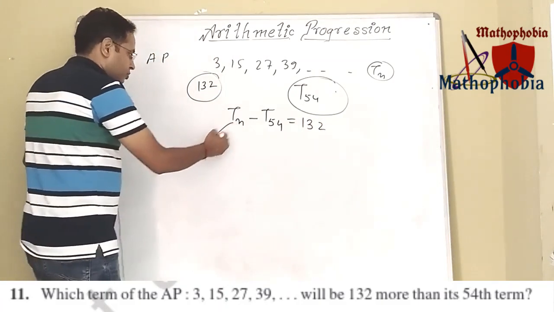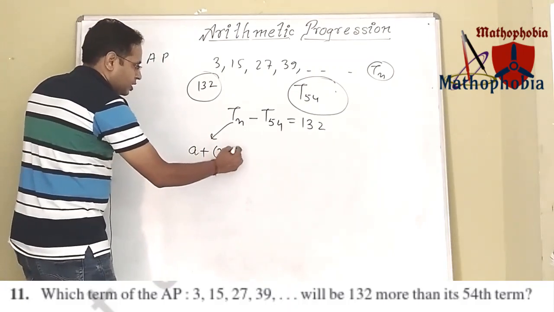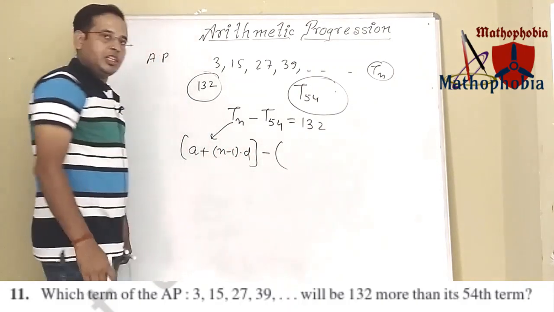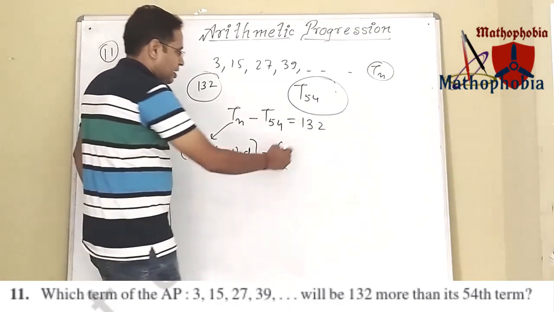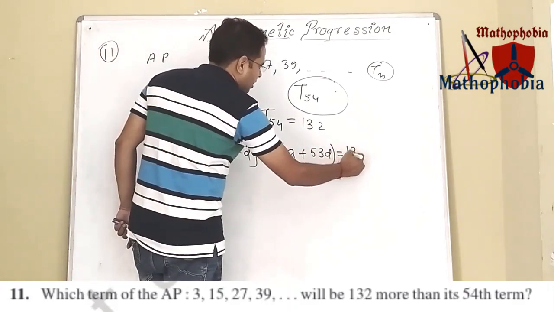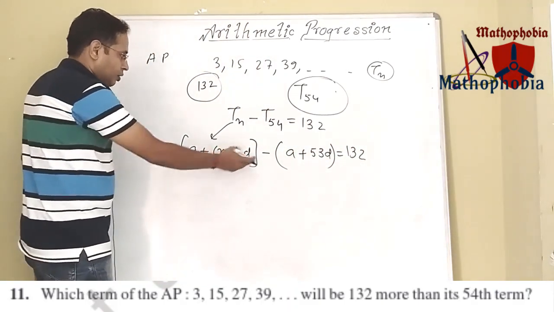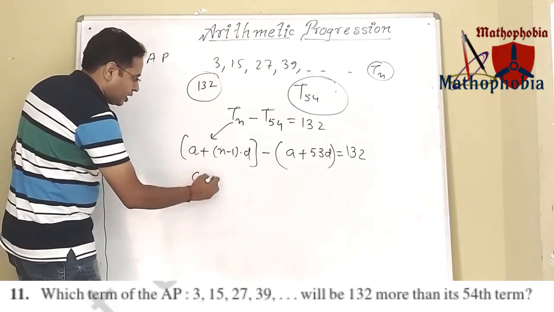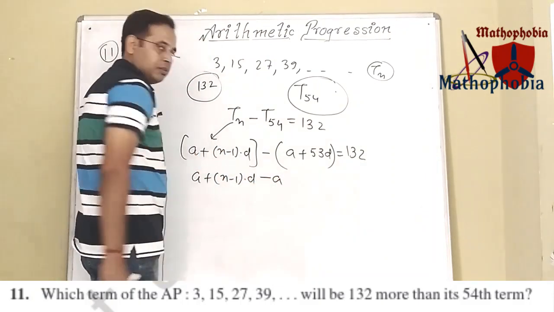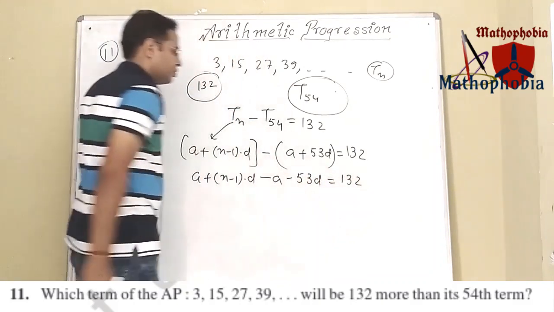So let us put the formula. What is the formula to find out the nth term? A plus n minus 1 into d, minus, then the formula to find out the 54th term, a plus 53d, is equals to 132. I hope you have understood. Okay, very simple. Now we'll open it. So we'll get a plus n minus 1 into d, then minus a minus 53d equals to 132.